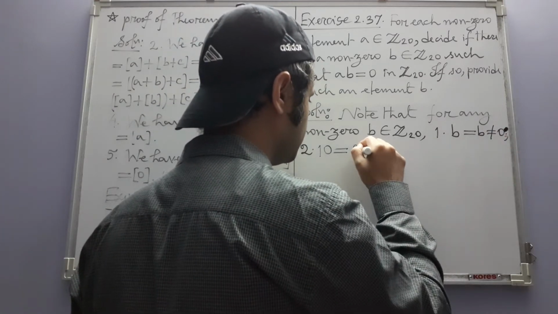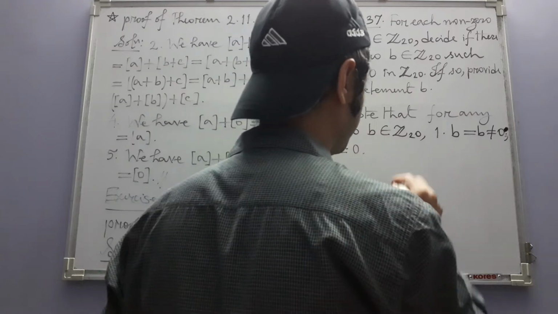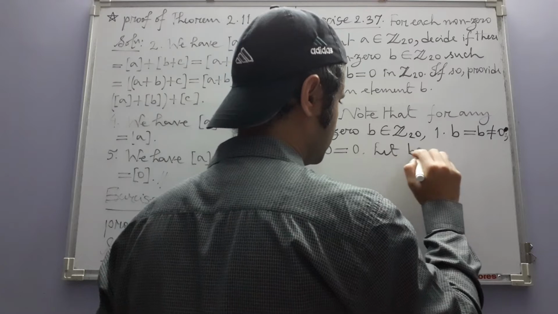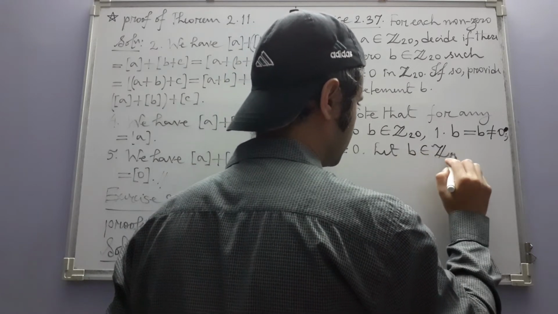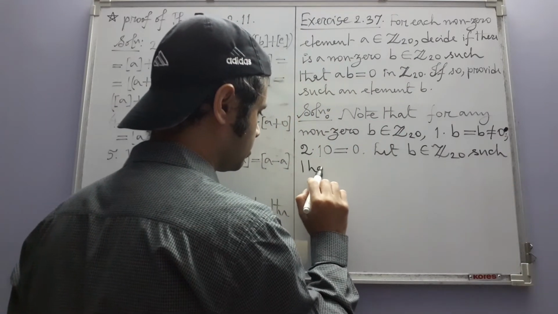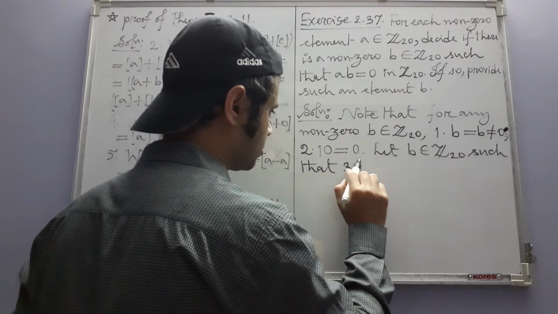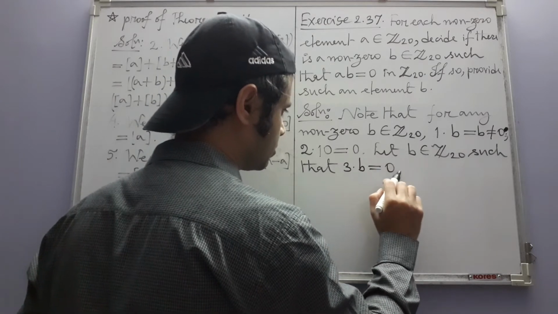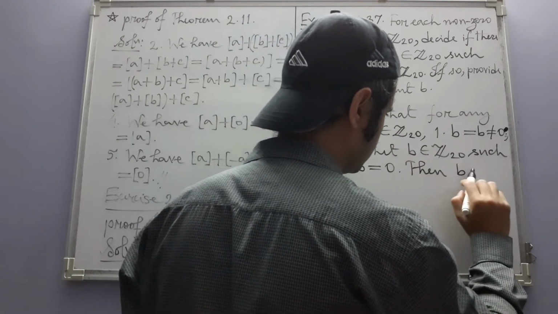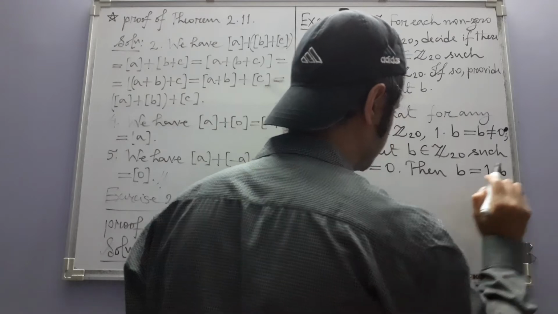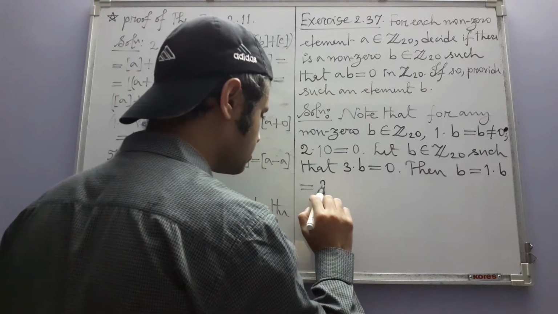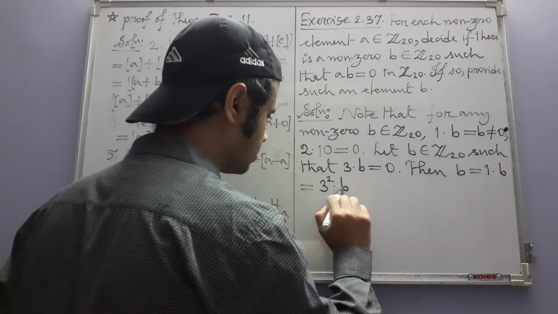For 3 however we have to work a little more. Let there be a b in C20 such that 3 times b is equal to 0. Then b is 1 times b, and 1 it turns out is 3 square.